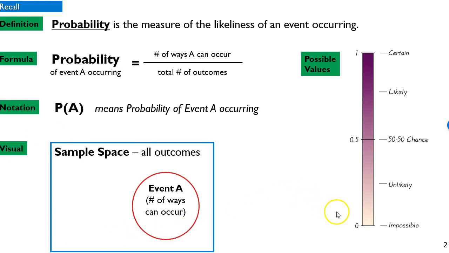And you should also know that probability ranges from 0 to 1, where a probability of 0 means the event is impossible, and a probability of 1 means the event is most certainly going to happen. So any probability for an event that is close to 1 means that it's very likely to occur. Any probability close to 0 for an event means that it's very unlikely to occur.